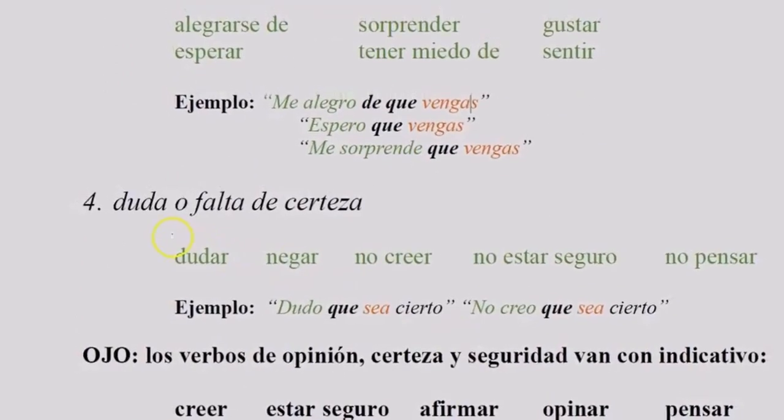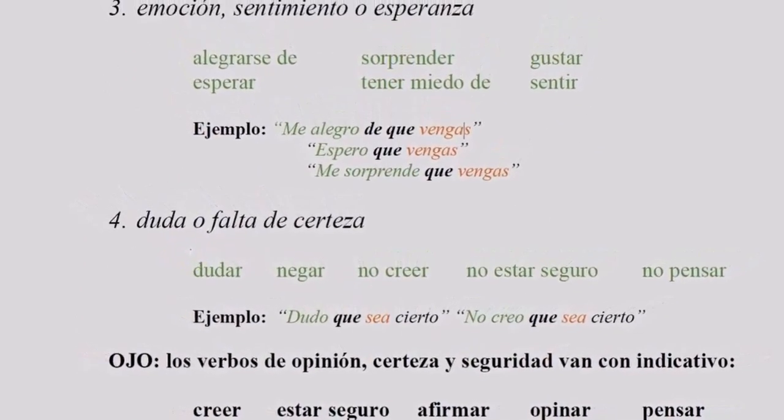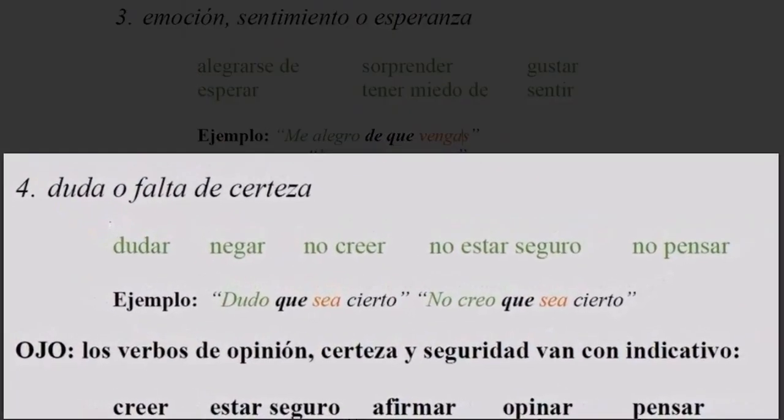Okay. So group number 4, I'm going to make a pause here, because every time you see doubt or lack of certainty, that's going to trigger a subjunctive. So again, that's as easy to recognize as the previous verbs. If you have feeling, emotion, influence, suggestion, recommendation, it always triggers the subjunctive. You identify one of those verbs, you see the que, there you go. We need a subjunctive.